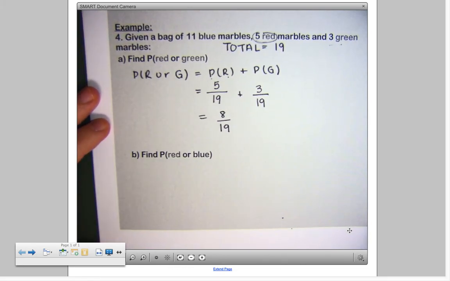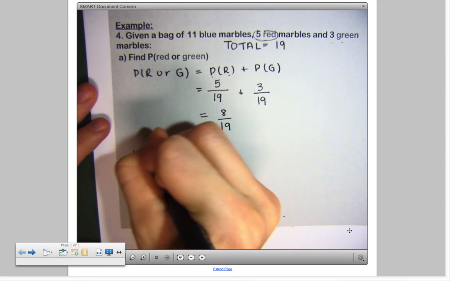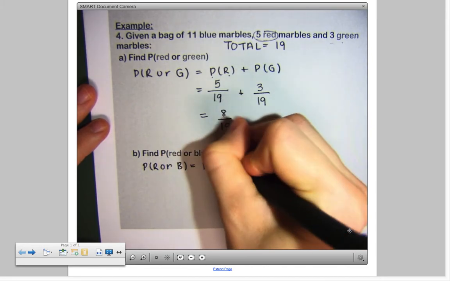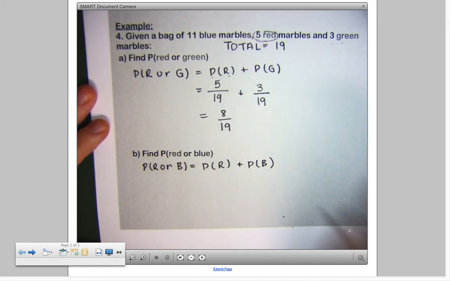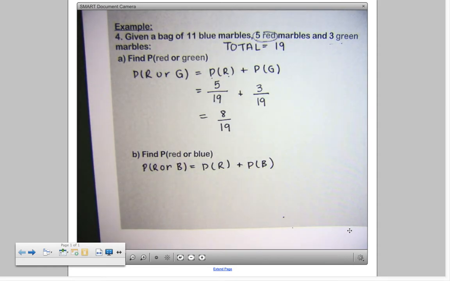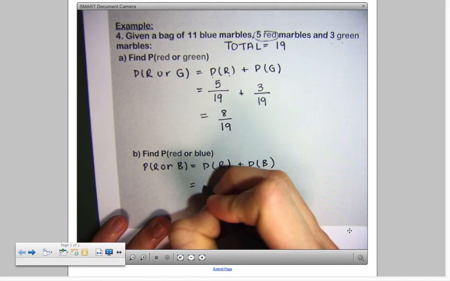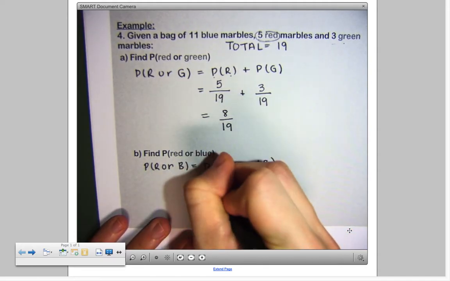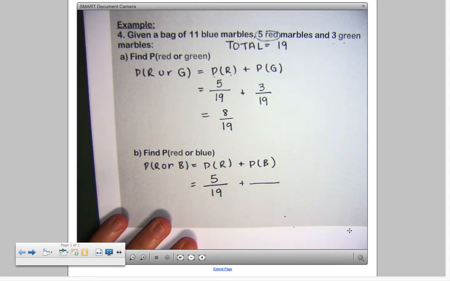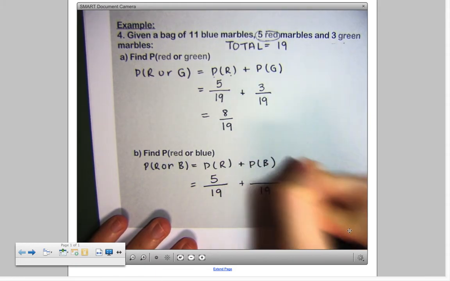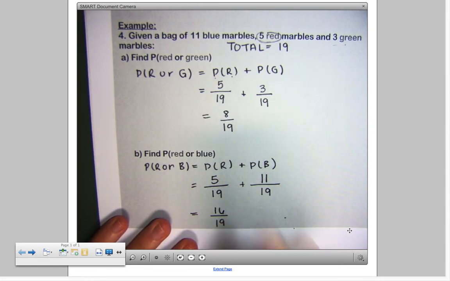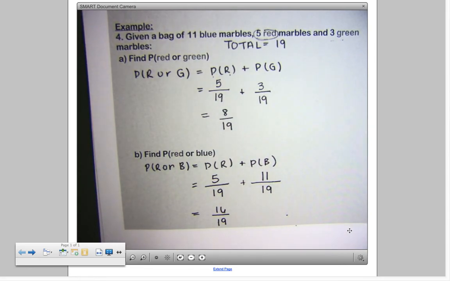So we have the probability that it's red or blue. Again, they're mutually exclusive because they cannot happen together. We have one draw. We cannot draw a red and a blue because we're only drawing one marble. So if we look at the probability of red, we know there are 19 marbles total and there are 5 reds. Probability of blue, there are 19 marbles total and there are 11 blue. So add those together. Probability would be 16 out of 19.